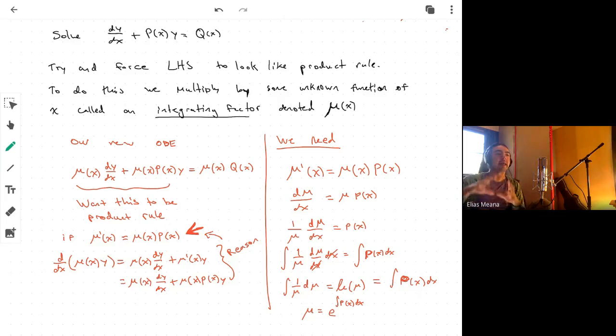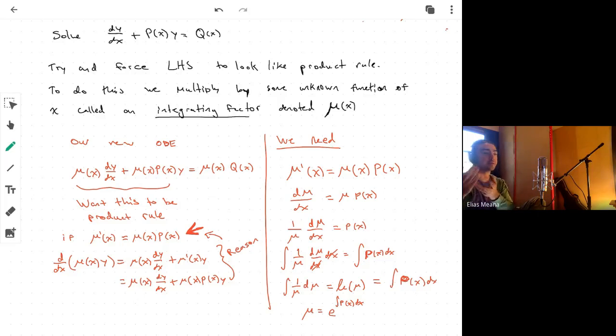And we showed that if this function exists, so in other words, if we can write the left-hand side as product rule, then that would have to mean that mu prime, the derivative of mu, is equal to mu p, right? Because that's just how product rule works. You have a derivative of one function times the other, plus the derivative of the other function times the original one. On the left-hand side, we have mu of x dy/dx, which means we've taken the derivative of y. So the other term would have to be the derivative of mu times regular old y. So mu of x, p of x has to be the derivative of mu if this mu exists, all right?